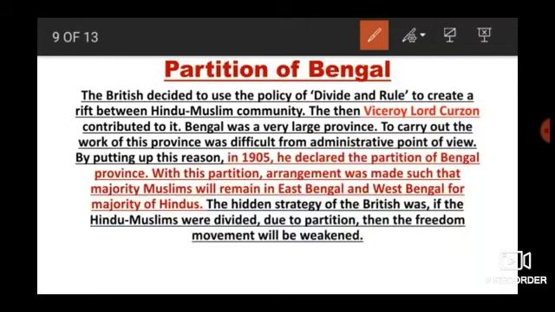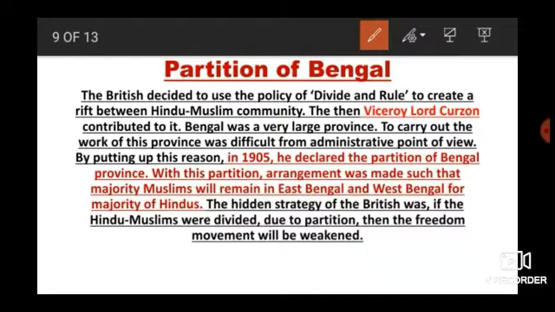The British decided to use the policy of divide and rule to create a rift between Hindu-Muslim unity. Then Viceroy Lord Curzon contributed to it. Bengal was a very large province, and to carry out the work of this province was difficult from an administrative point of view. By dividing this region, in 1905 he declared the partition of Bengal province.